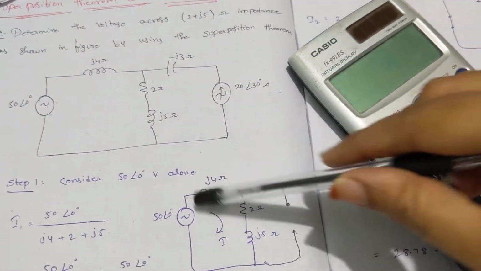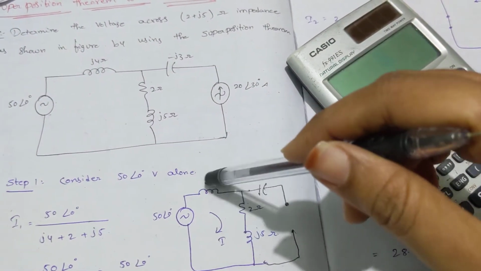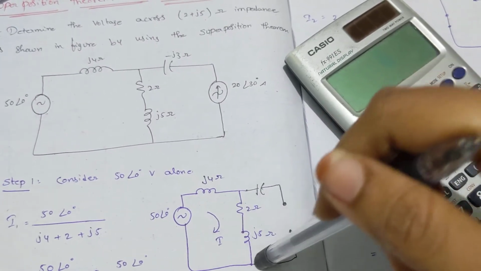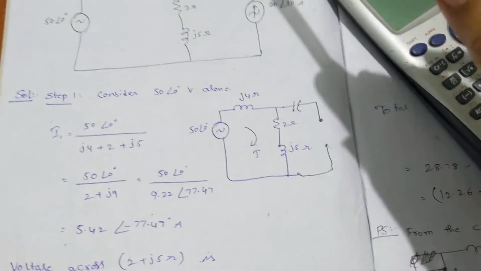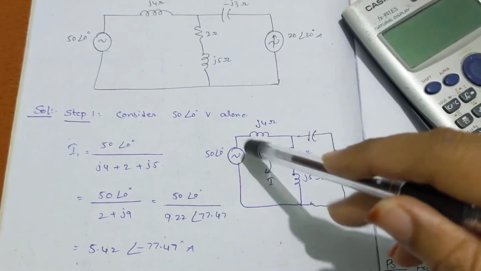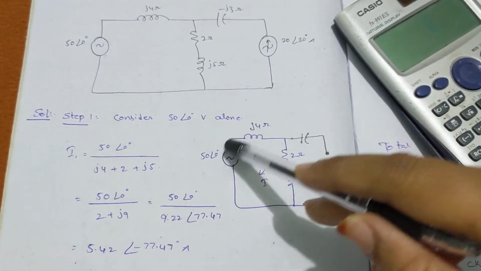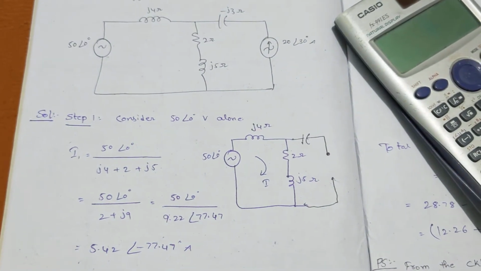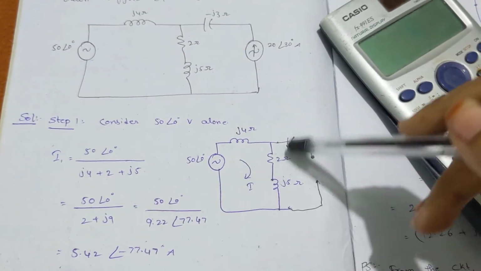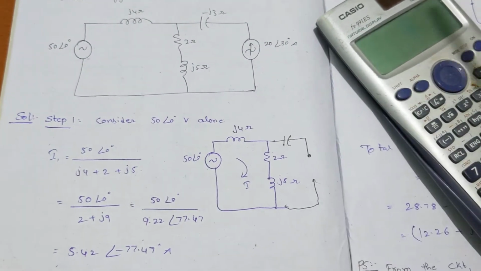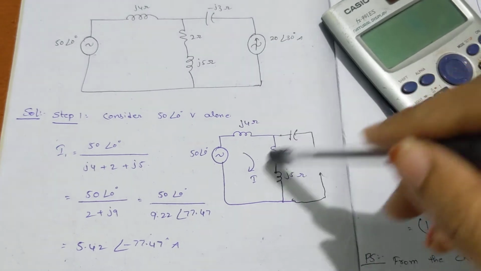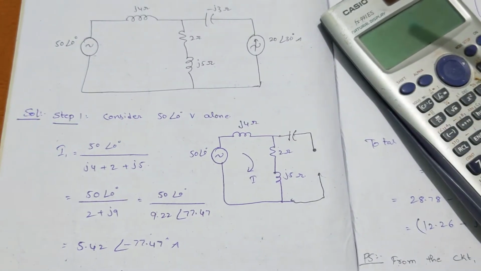The rest of the circuit consists of the voltage source in series with a J4 ohm reactance and the 2 plus J5 branch. This looks like a series circuit. In a series circuit, the current flowing through this branch is the total current flowing through the circuit. So the current through 2 plus J5 and the entire circuit is the same. To find the current in this loop, how are we going to proceed?